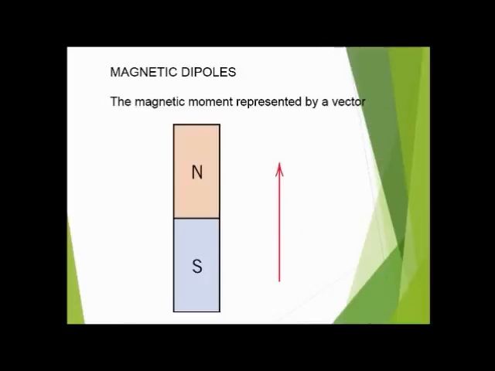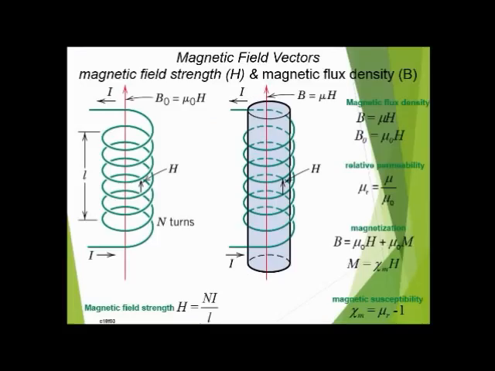Now what is a magnetic dipole? The magnetic moment is represented by this vector. Dipole means having two poles, that is a north pole and a south pole. A bar magnet, having two different types of poles, denotes a magnetic dipole.